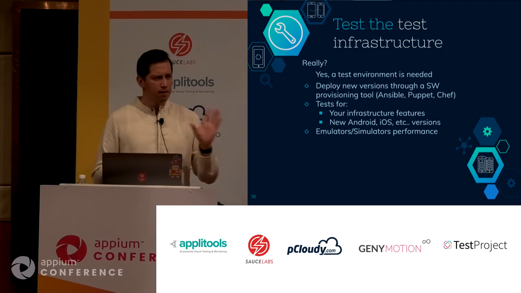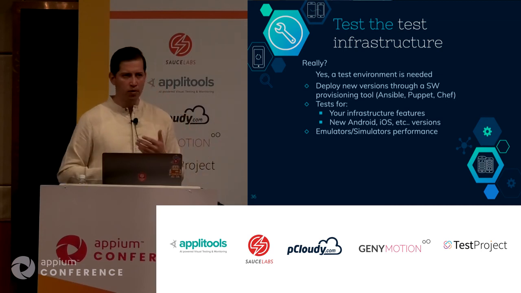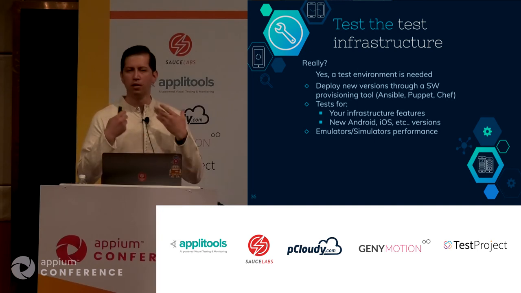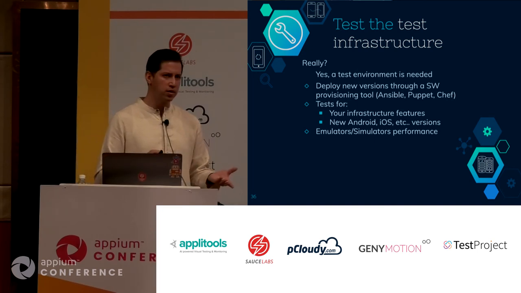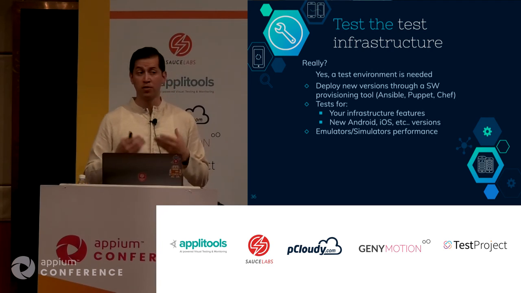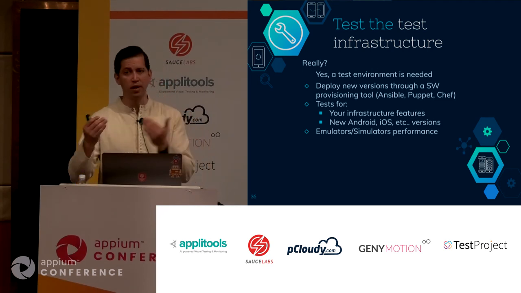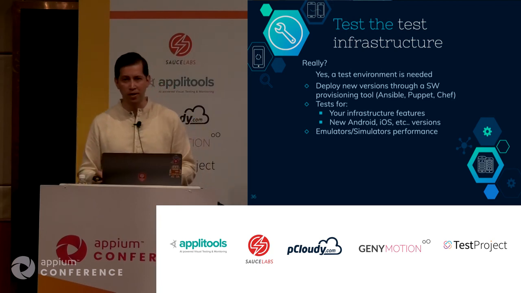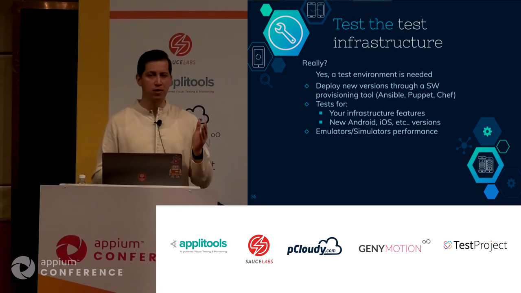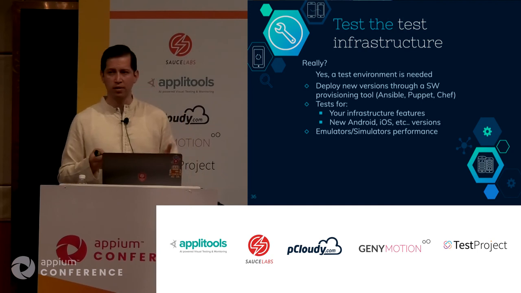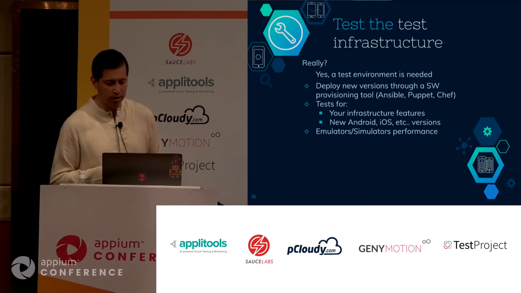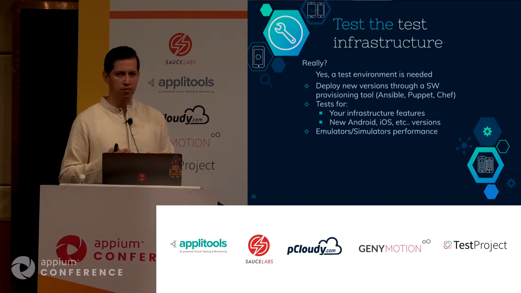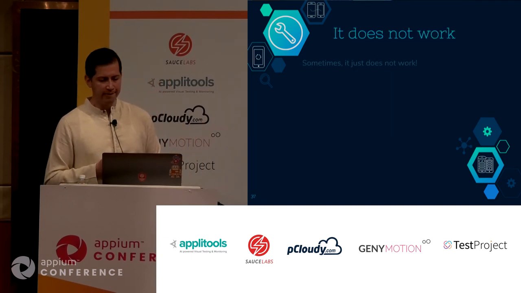And also, I recommend that every 2 or 3 months, we run some performance testing for the emulators, because many times it happens that Android releases something new and the performance is way better than the previous one, so we need fewer resources. But it could go the other way around. They could release something that is using many more resources, and it could just use all our machines. We end up having less capacity for parallelization.